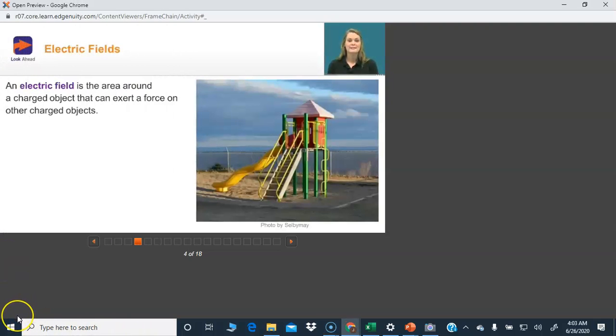An electric field is the area around a charged object that can exert a force on other charged objects. Would we know an electric field if we saw one? Well, we can't see an electric field, but we can see places that you are likely to find one. In this picture, there are at least 2 probable locations of electric fields. The clouds are a good source of extra charges hanging around, so we could find electric fields there. And the plastic slide would be another good possibility.